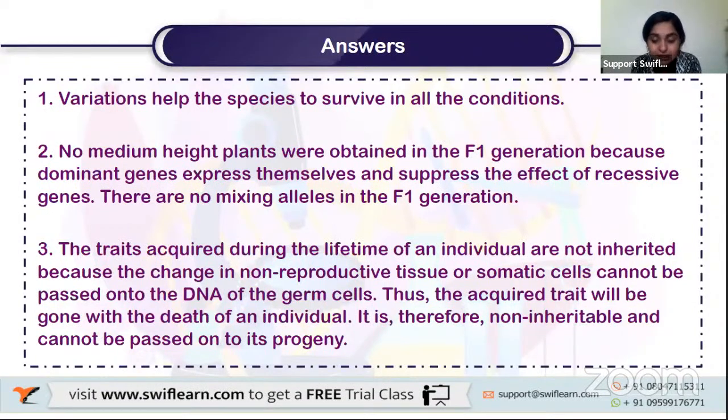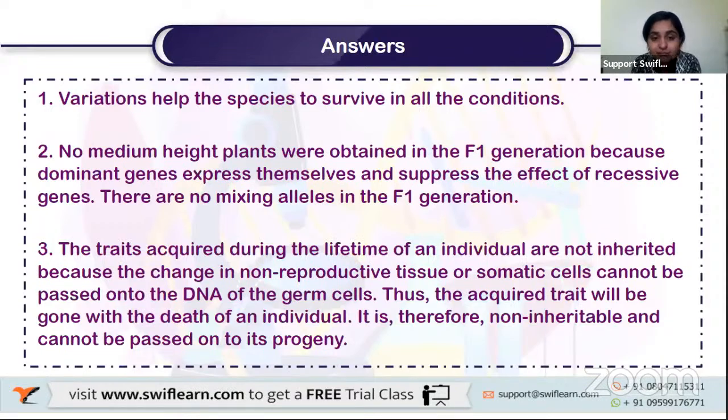Now, the third question stated: why are the traits acquired during the lifetime of an individual not inherited? The traits acquired during the lifetime of an individual are not inherited because the change in non-reproductive tissues or somatic cells cannot be passed on to the DNA of the germ cell. Thus, the acquired trait will be gone with the death of an individual. It is therefore non-inheritable and cannot be passed on to its progeny. I hope this is clear, right?